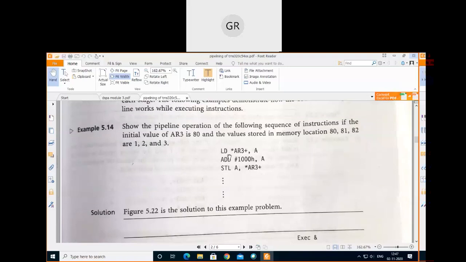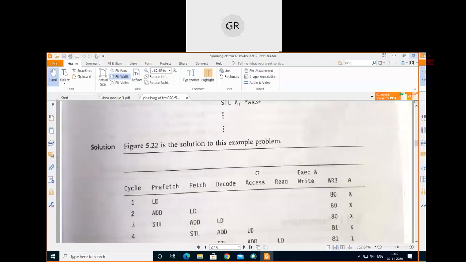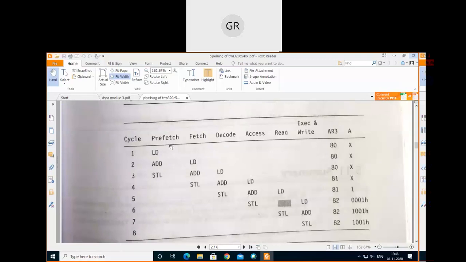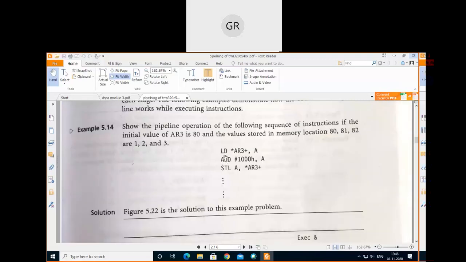Okay, here these are the instructions: LD *AR3+, A; ADD #1000H, A; and STL A, *AR3, which stores the lower value of the accumulator. See here, there are 6 stages: prefetch, fetch, decode, access, read, write. First we load the LD at prefetch. Then the AR3 content is 80H. Then ADD, and after this ADD, STL will be prefetched.